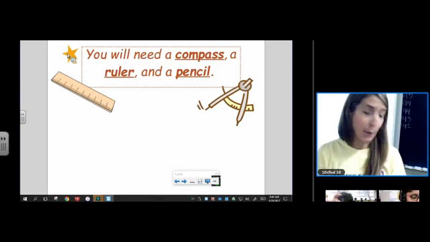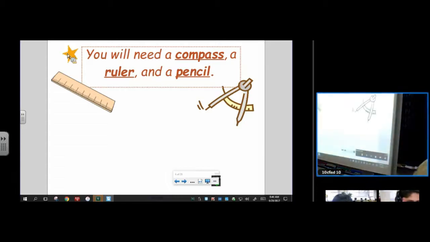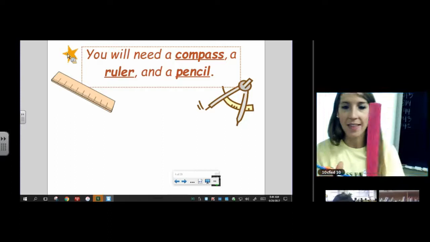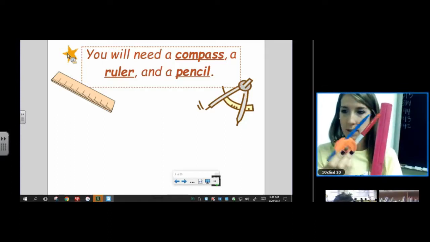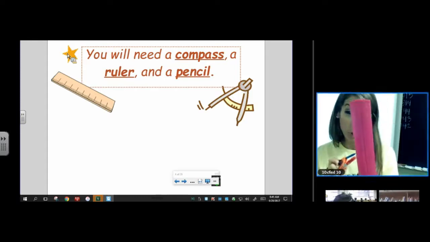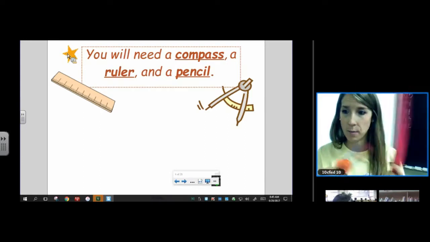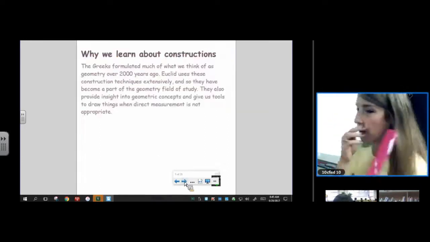Today we are going to have our first lesson on construction. Constructions is a very important part of the history of geometry and the development of geometry. So, we've got a compass of some sort, we've got a ruler, although I'm going to call it something different in a minute, and then you have some sort of pencil, maybe an eraser. Okay, so let's talk about why we're learning this first.